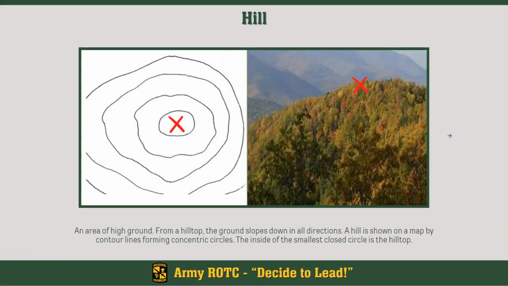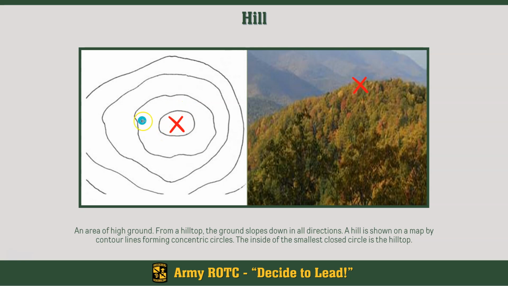Right, so what's a hill? Well, we know what a hill is, right? It's a high area of ground. So from a hilltop, the ground slopes down in all directions. A hill is shown on a map, as you can see there, with contour lines forming concentric circles. The smallest closed circle is the actual hilltop. So the X is where the hilltop is.